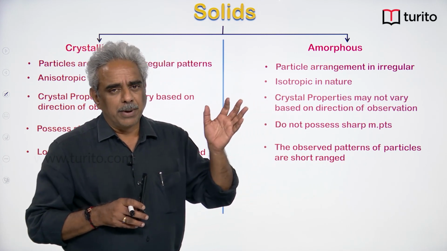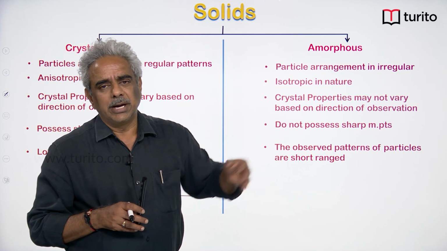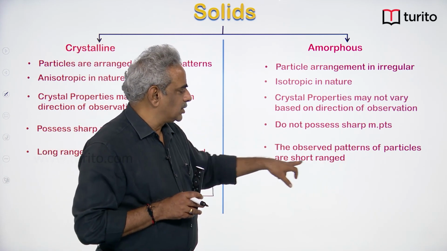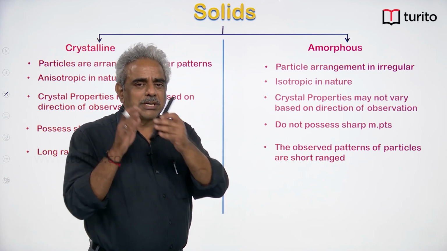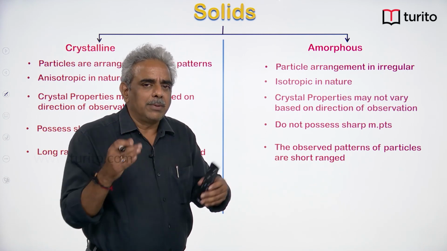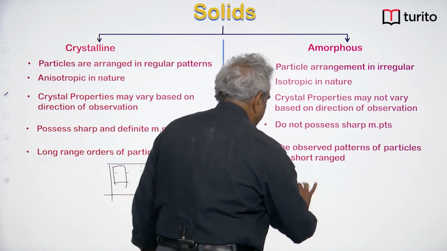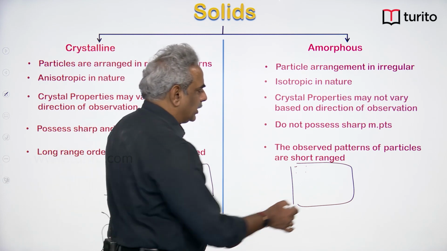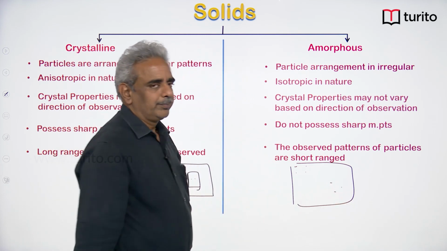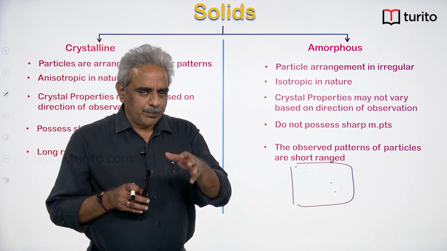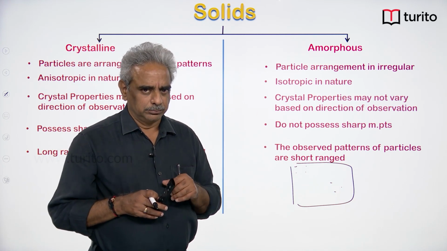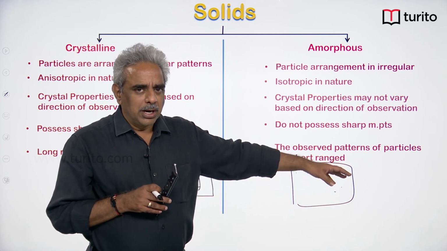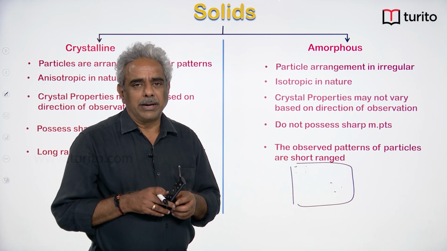Long range order means particles are similarly distributed in the entire bulk, whereas in amorphous solids the observed patterns of particles are short range. You see some pattern in one place, but immediately the pattern may change. You may think, okay, this is the pattern of distribution of particles, but somewhere else it may not be the same. The pattern of arrangement of particles keeps changing from one place to another. So, we call it short range patterns.